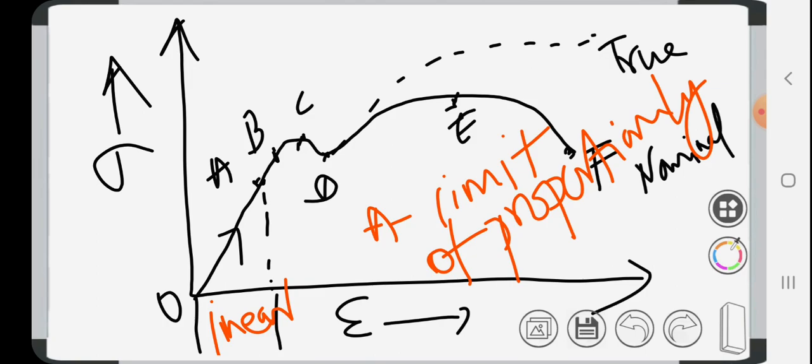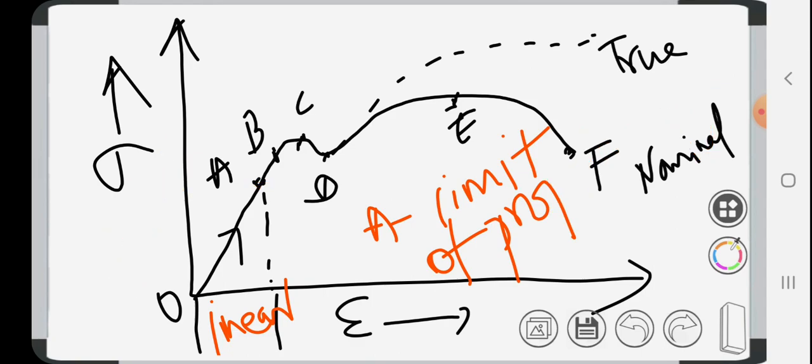After A, the graph is not that linear, somewhat curvy. Here it must become curvy. After A the graph should become a little bit curvy. It may not be evident in this particular drawing that I have drawn. Actually, after A it should be curvy, so not strictly linear. Okay. So the point A is called the limit of proportionality. So here Hooke's law is valid, since it is proportional.